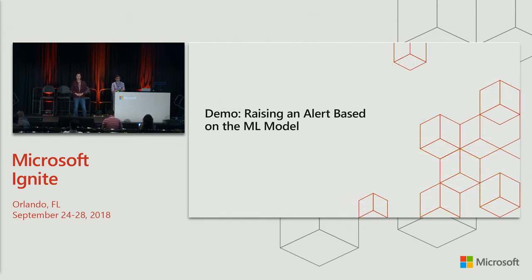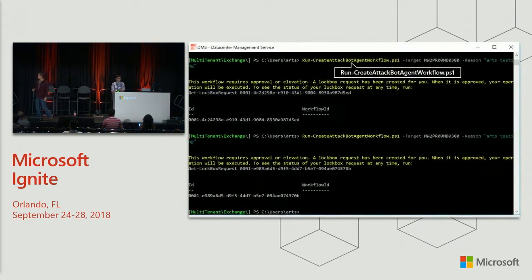So let's do a quick demo. Let's see how this actually works within our environment. It's just a slide demo. Just want it to be safe for this one. From our command console, we can spin up an AttackBot instance. Here you can see we're creating an AttackBot agent workflow against a real prod machine, and we've given the reason that this is a test run.